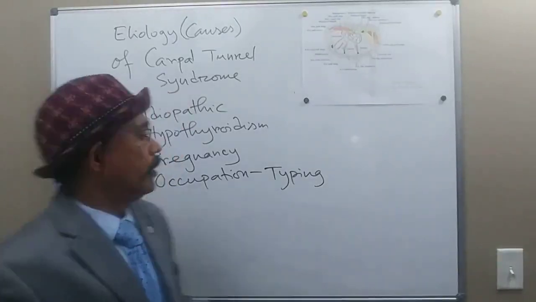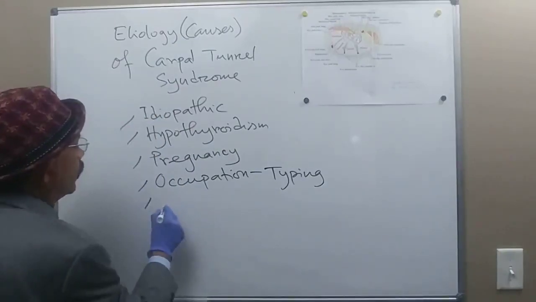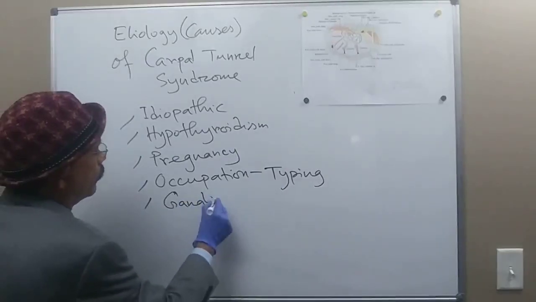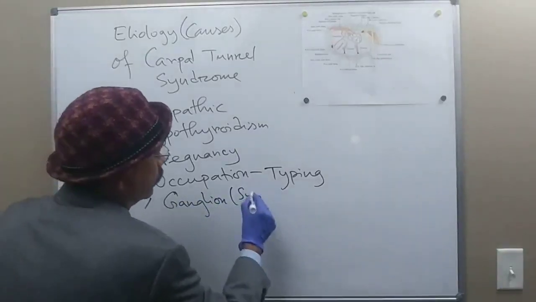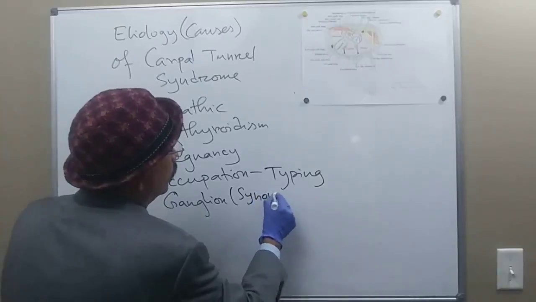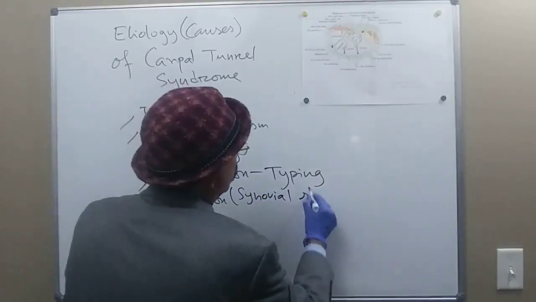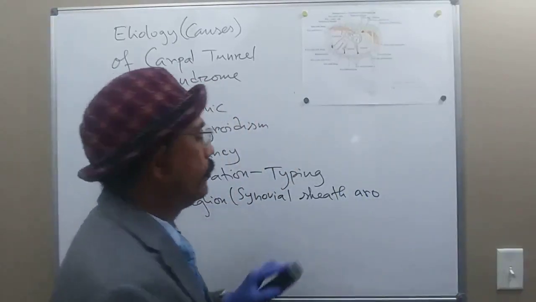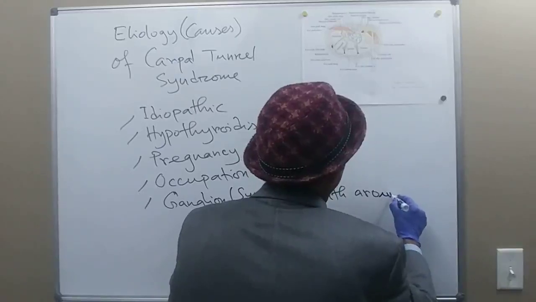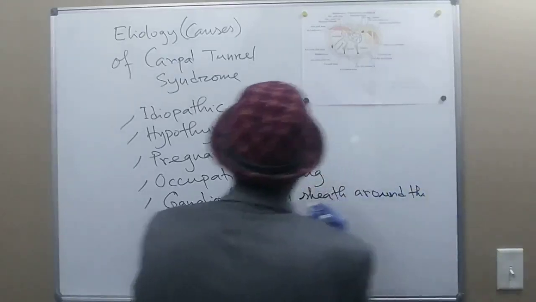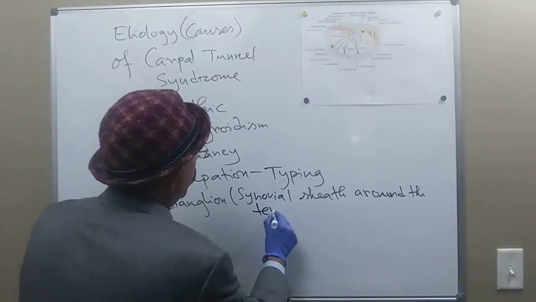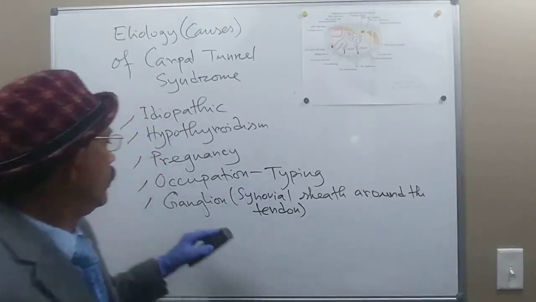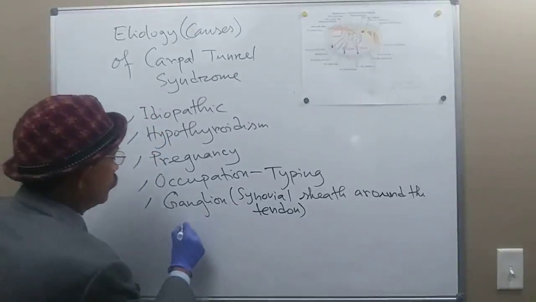So we got that. It may be due to protrusion of a ganglion of the synovial sheath. Ganglion here means the synovial sheath around the tendon, not the collection of neurons. A swelling around the tendons is called a ganglion. Okay, this is different from the collection of neurons. Ganglion protrusion.